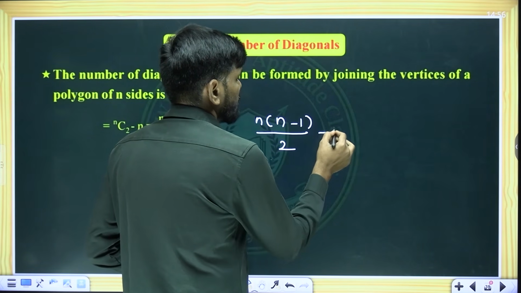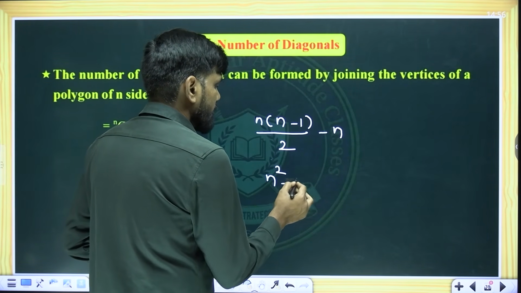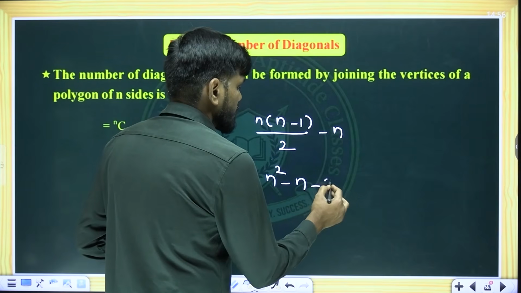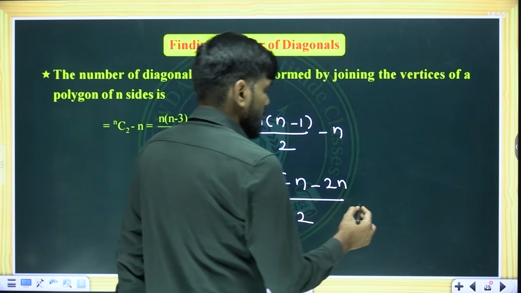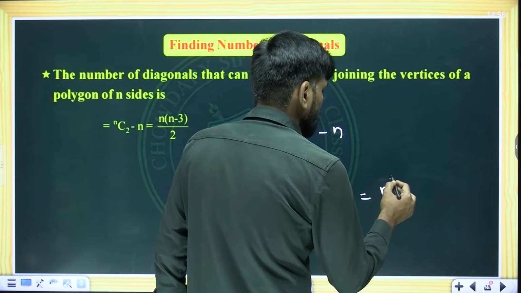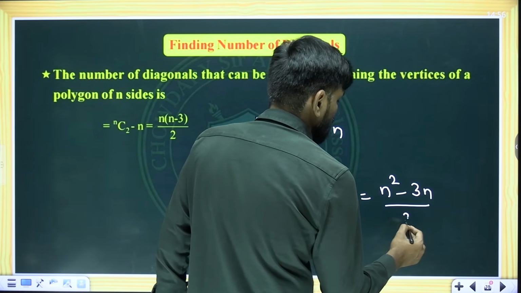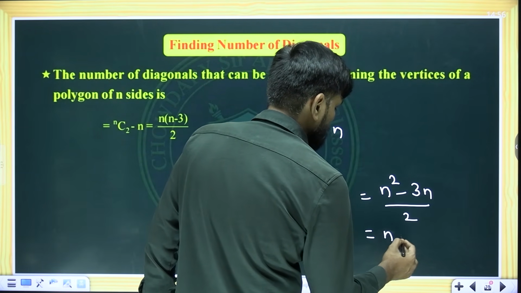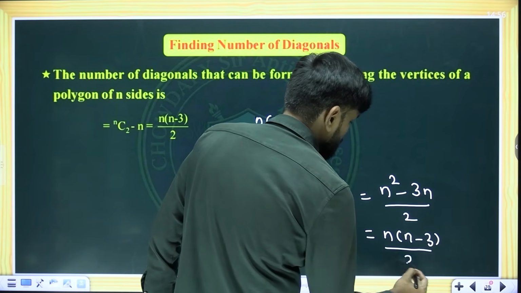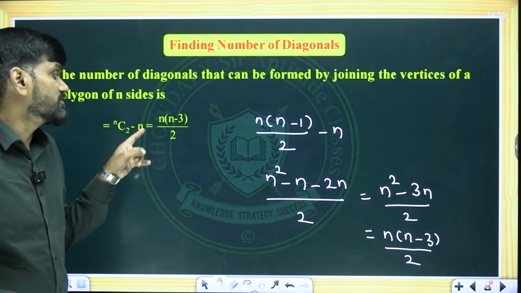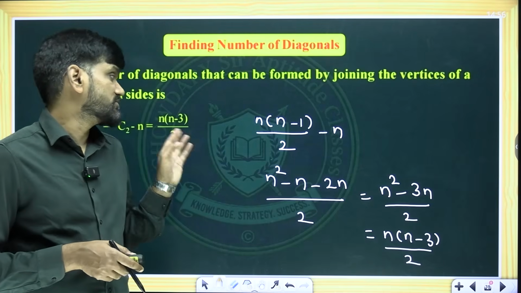Minus n. When you do this, it will give you n square minus n minus 2n by 2. That is equal to n square minus 3n by 2. If you take n as common, that will give you n into n minus 3 by 2. Like that, the formula has come. This formula has come in that manner. But why should I take nC2 minus n?